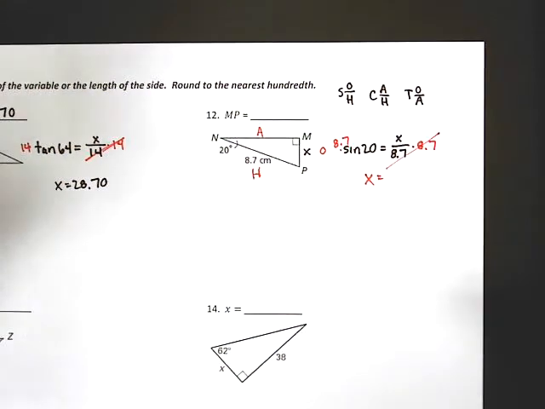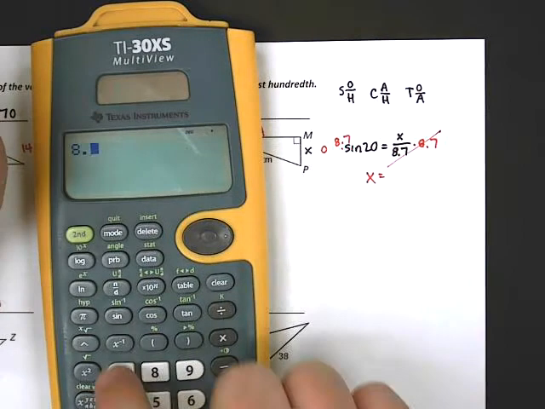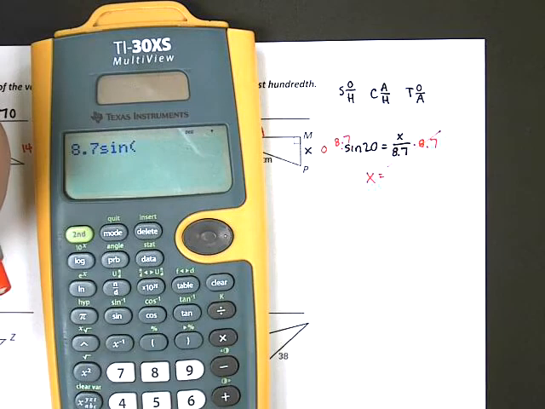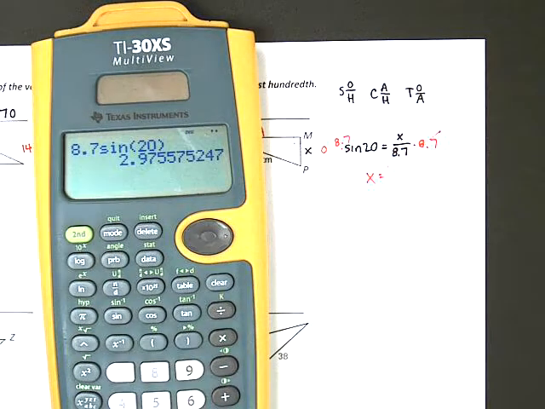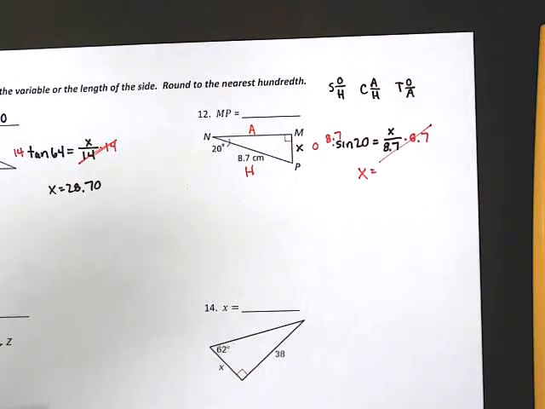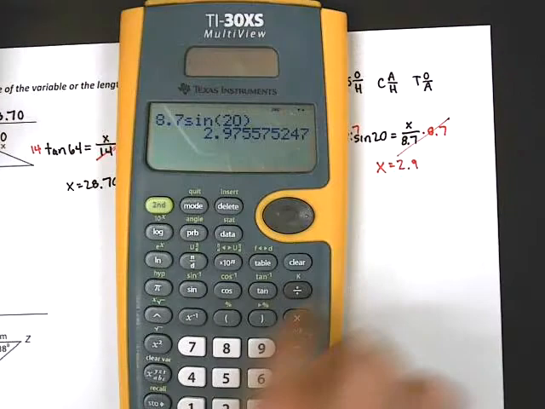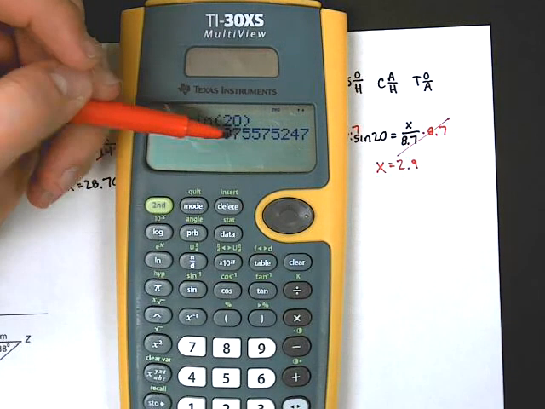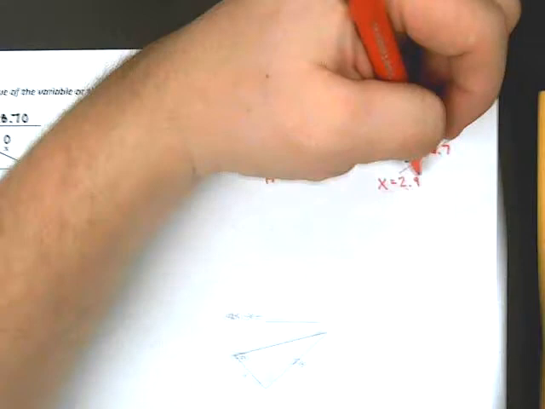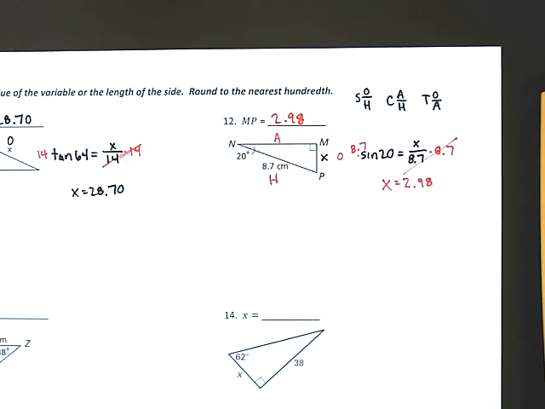And so now that I'm there, I just go to my calculator. It says I'm going to do 8.7 times the sine of 20 degrees. Close it maybe just to be safe. Okay, 2.9 something. So let's be careful here. 2.9 and then 7, but the next value is a 5, so we're going to round that 7 up to an 8. And so we would write 2.98.